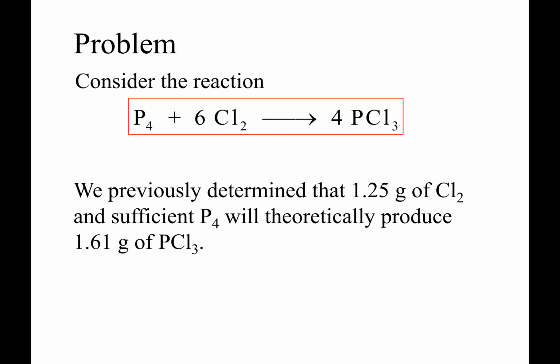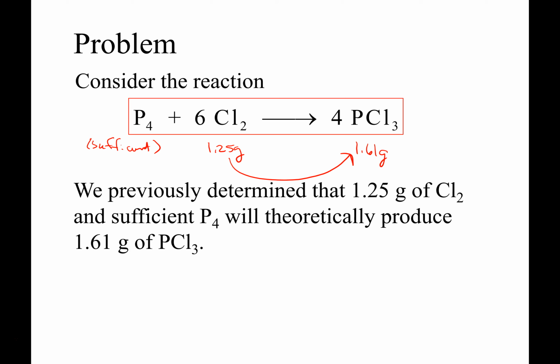So, for instance, we did a stoichiometric calculation before I turned you loose on that wild one that we ended with on Friday. We said that if you have 1.25 grams of Cl2, and sufficient P4, you could do a stoichiometric calculation that, in theory, you should get 1.61 grams of PCl3. That's our stoichiometric calculation. So that is our theoretical yield.